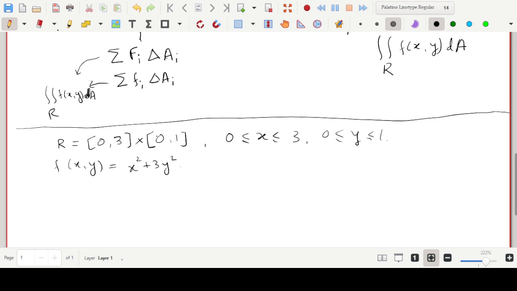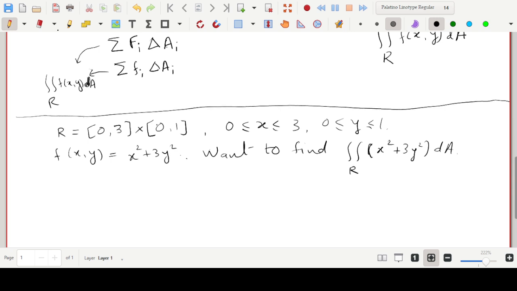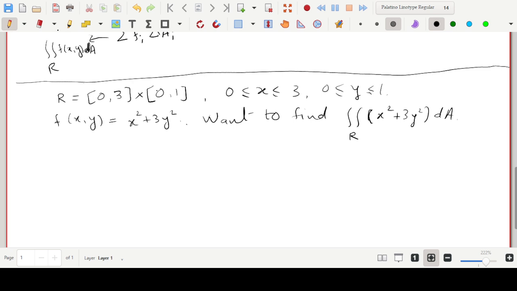What we want to find is the integral over this R of f of x y dA. So f of x y is x squared plus 3y squared, dA, and how to do it, that is our question. So now a very important theorem comes to our rescue over here. It is called Fubini's theorem.